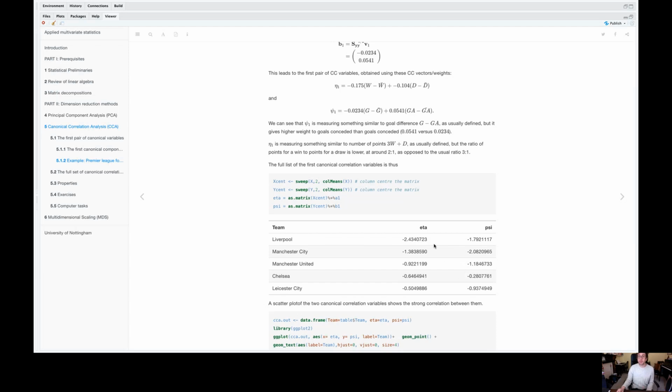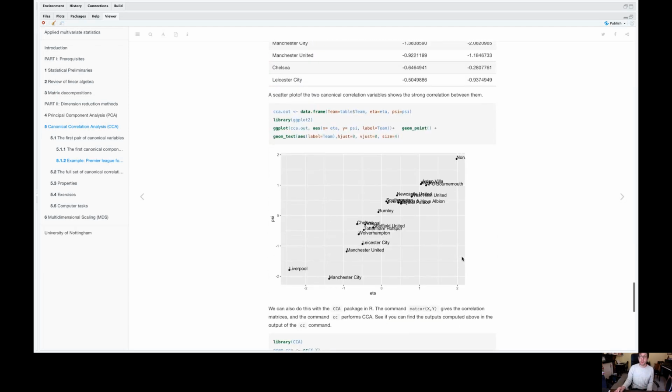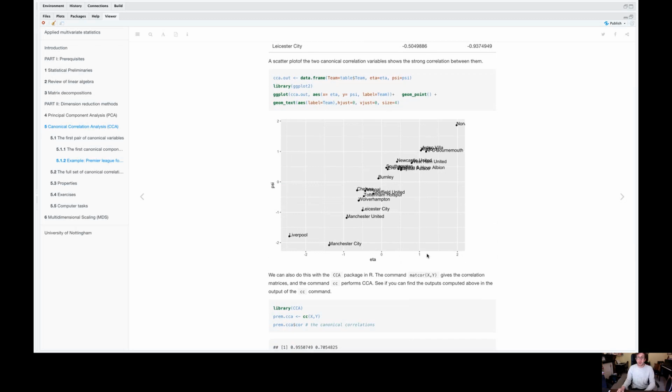So one thing we might often do is sometimes plot these. So let's have a look at a plot of them. So we've got eta here along the x-axis and psi along the y-axis. Remember, eta tells us something about the number of points. So it was 2 times the number of wins plus 1 times the number of draws, or the negative of that. So you can see that Liverpool, who won the league, have the largest negative value here, and Norwich, who were relegated first, have the largest positive value. And similarly for psi.